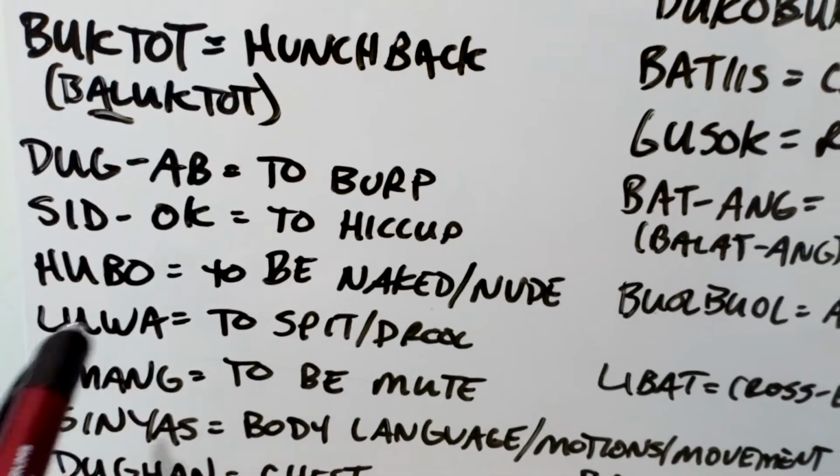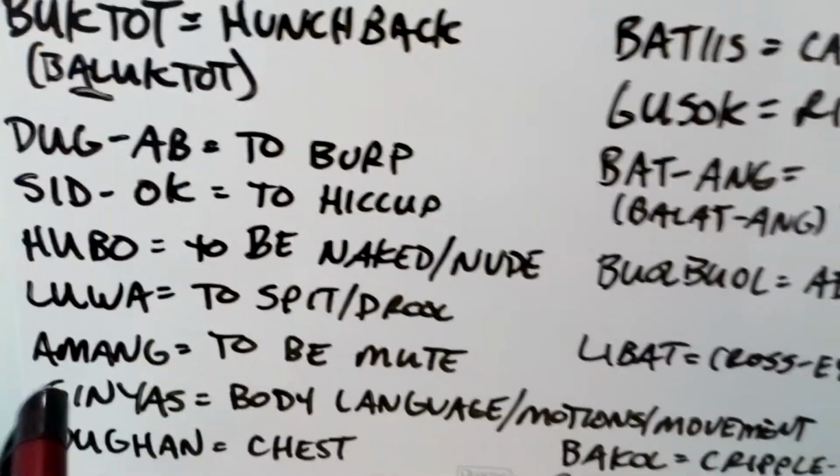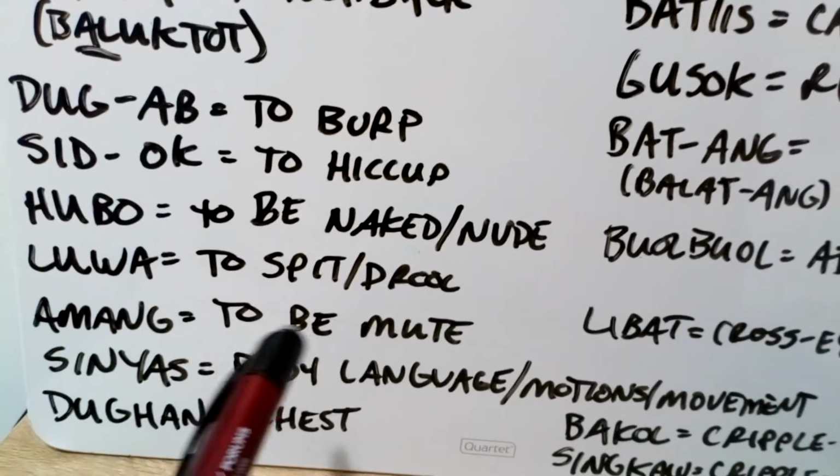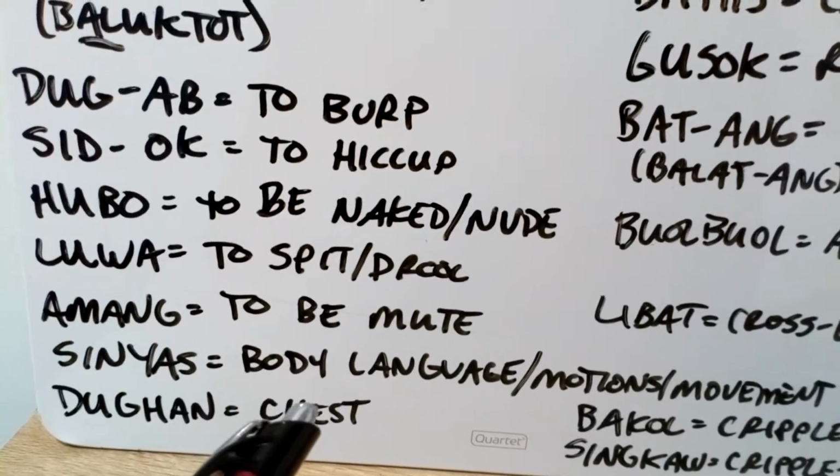To spit or drool. Luwa, okay? To spit or to drool. Like you're gonna take a spit. Amang means to be mute. Amang. So we also learned two other disabilities.